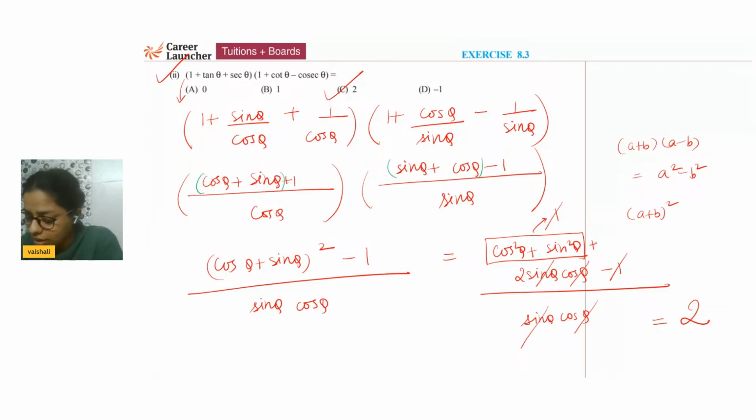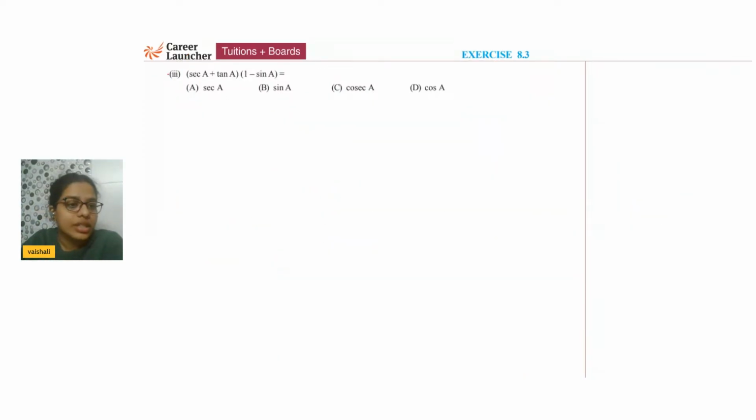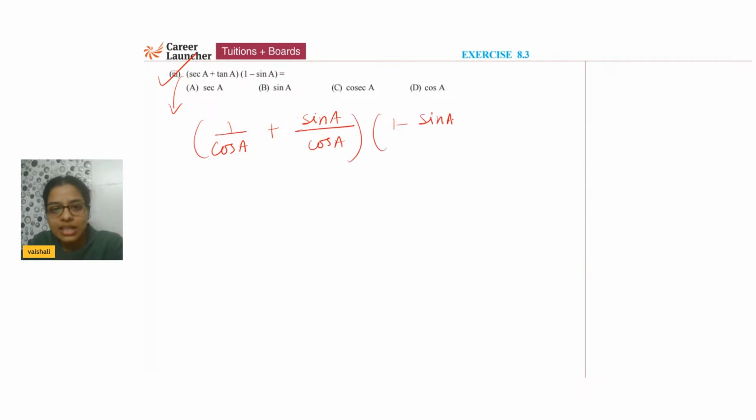If yes, very good. Now let's move on to the next question. We need to evaluate the value of the expression secant A plus tan A multiplied by 1 minus sin A. Now in this type of question, the best way is to break your given expression into the simplest form, as in, secant is 1 by cos and tan is sin A by cos A, multiplied by 1 minus sin A. Now in the first bracket specifically, we can see that cos A is the LCM. So let's take that. So in this bracket, what we are having is 1 plus sin A divided by cos A.